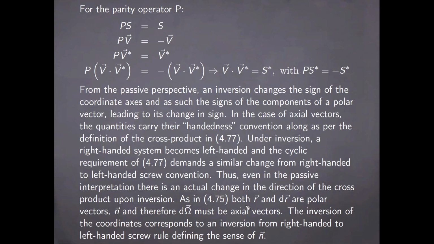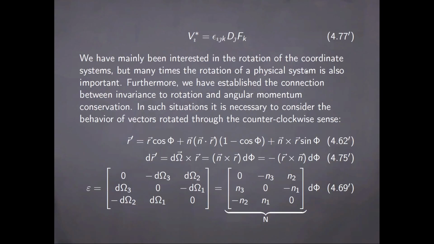As in 475, both r and dr are polar vectors, and therefore omega must be an axial vector. The inversion of the coordinates corresponds to an inversion from right-handed to left-handed screw rule, defining the sense of the axis of rotation. Another way to write the components of a pseudovector is with the Levi-Civita tensor, as shown here.